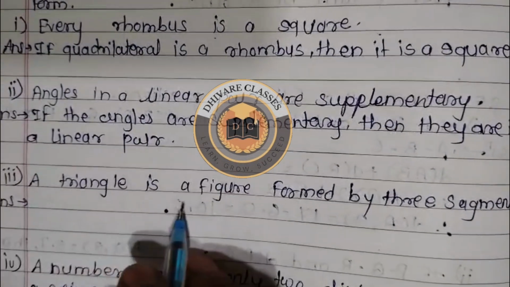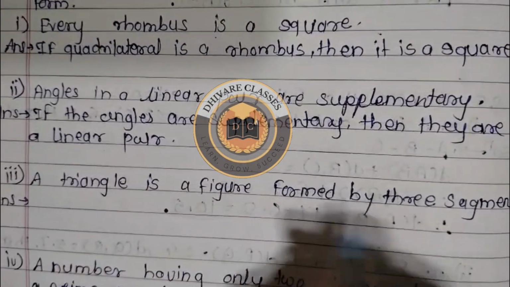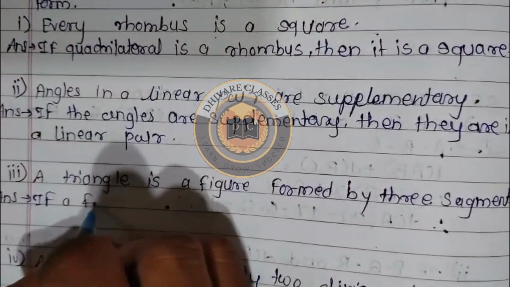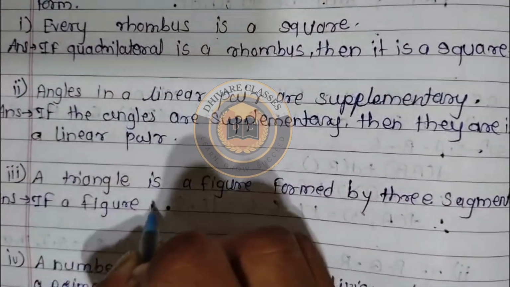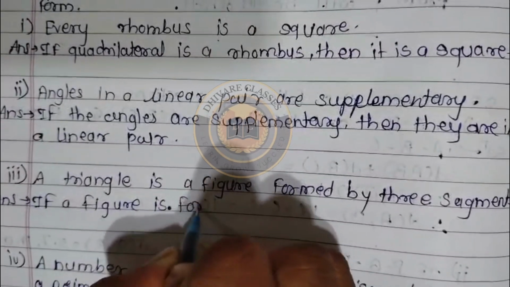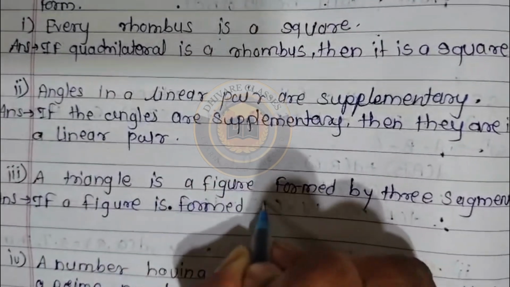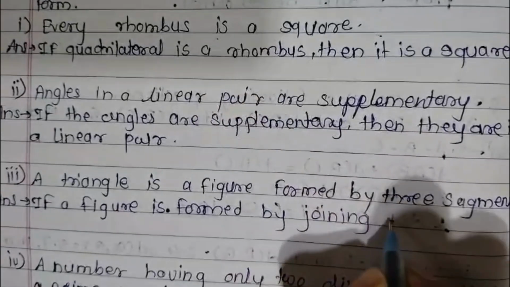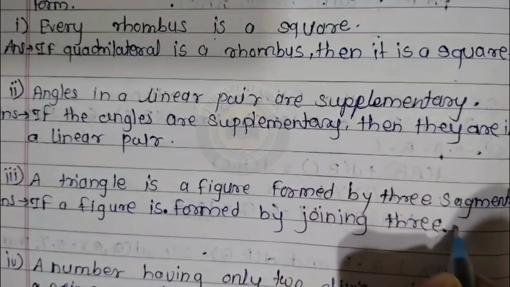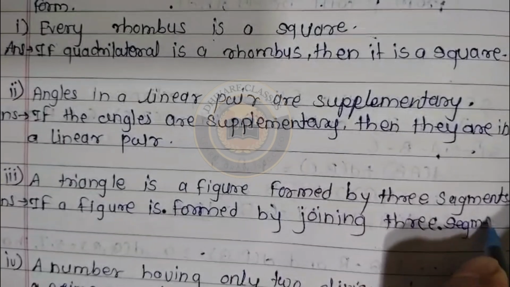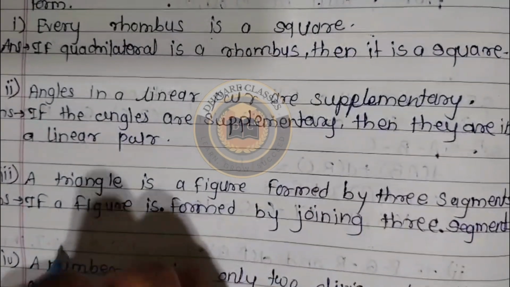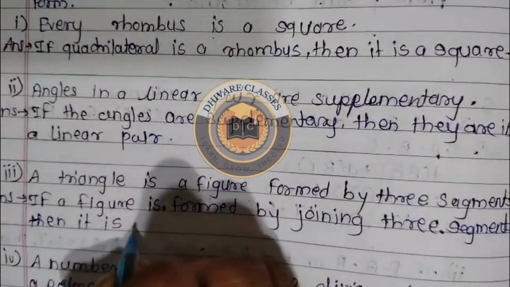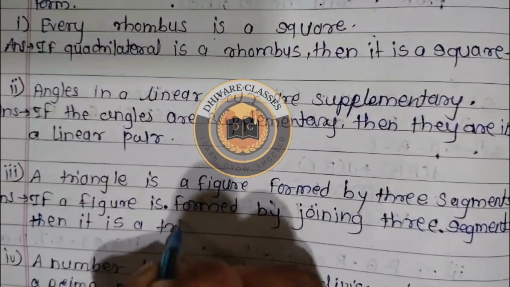Third: a triangle is a figure formed by 3 segments. If a figure is formed by joining three segments, then it is a triangle.